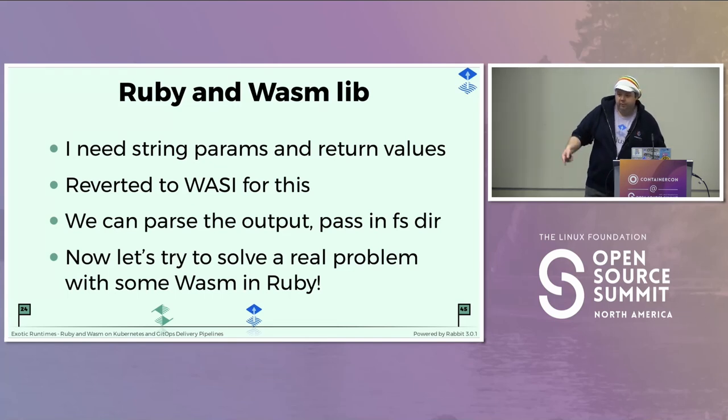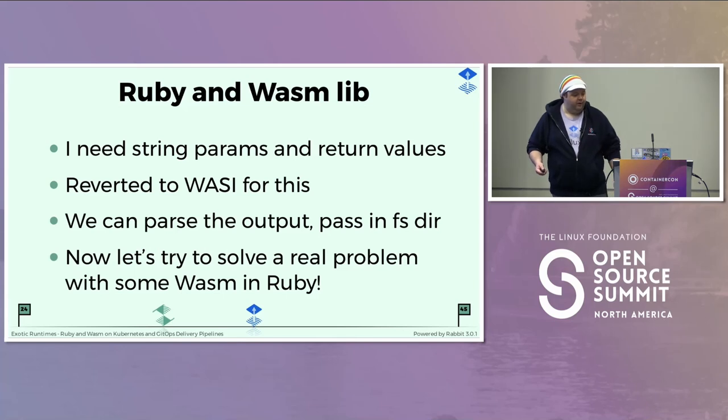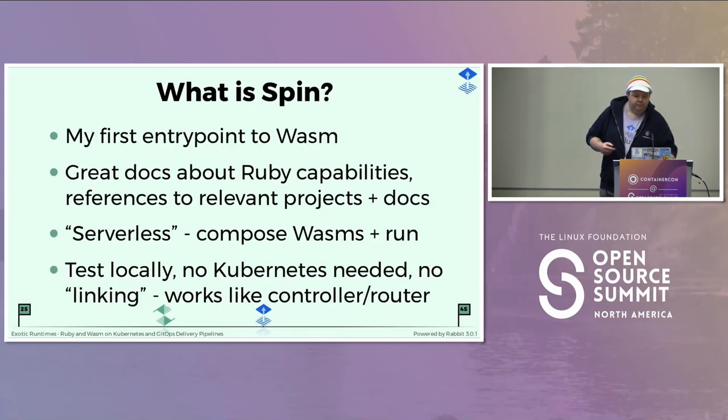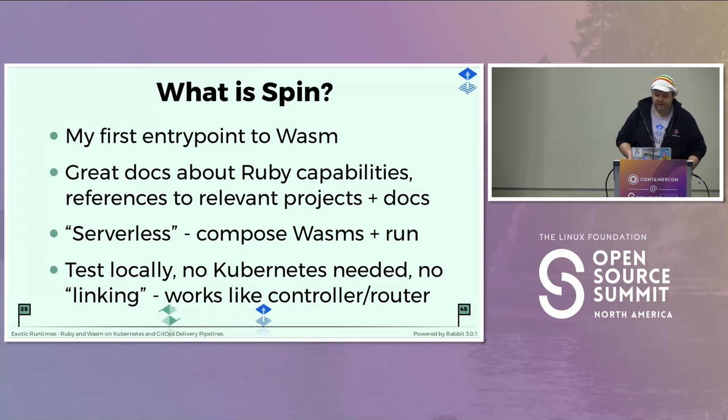So I was trying to aim towards solving a real problem with Wasm. I needed some string params and return values. I would assume I would need those things. So I started with Spin, which actually has great docs. And if you're trying to learn Wasm for the first time, I suggest that you start there as well. They will tell you about your language, what level of support there is for that language, what types of things you can do, and there are great examples or links to good examples from there. I did find a nice Ruby example that showed me how to pull in gems, and I think that was in the Spin kitchen sink. We'll look at some of those examples later.